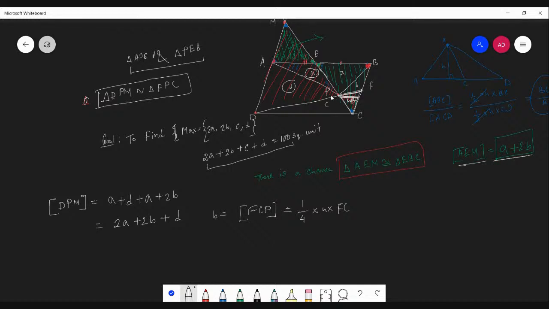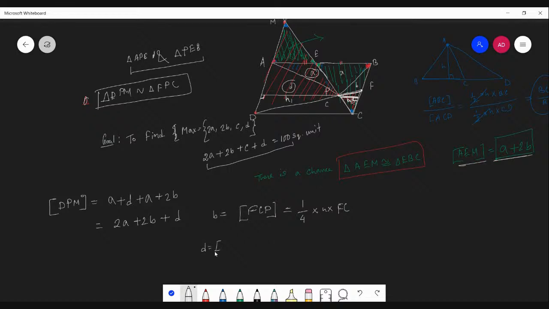So if I extend this length here, as this is a perpendicular, this will also be a perpendicular, as it is on this perpendicular. So suppose this is height h1. So h1, this is height h1.